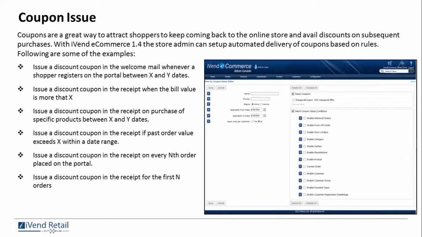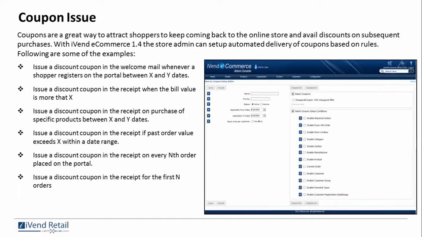Issue a discount coupon in the receipt when the bill value is more than a certain amount. Then it could be like issue a discount coupon in the receipt on purchase of specific products between X and Y dates. Issue a discount coupon on the receipt if the order value exceeds X within a date range. So you can define a date range, and if the order value exceeds that particular amount that you specify, a coupon will be issued automatically.